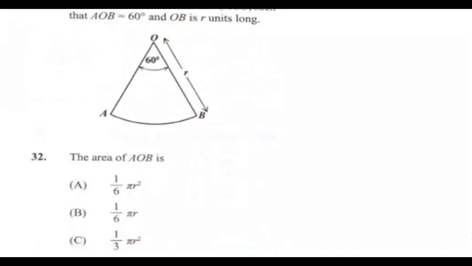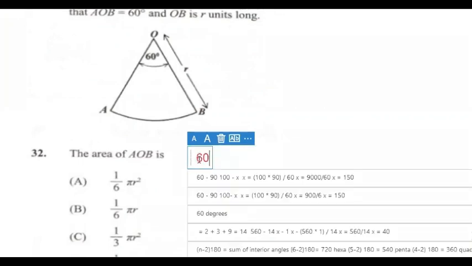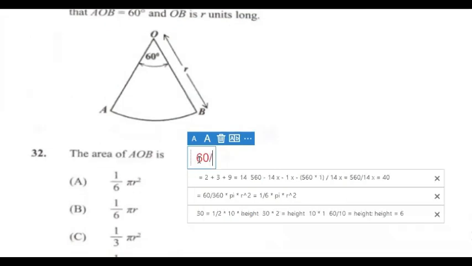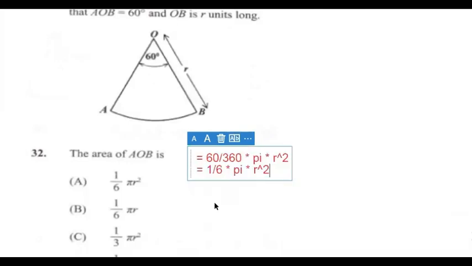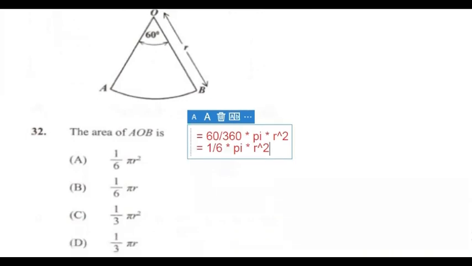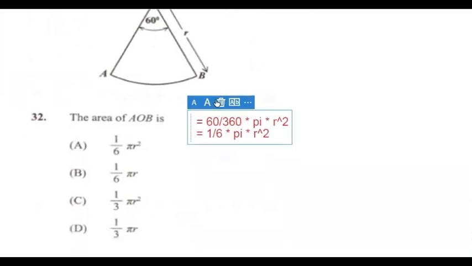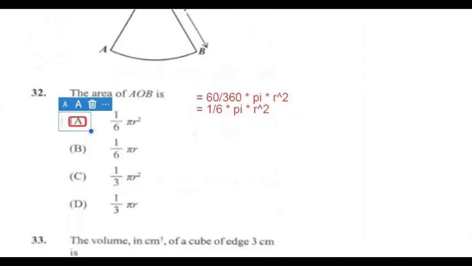32, the area of sector AOB, and AOB shows a sector of a circle such that angle AOB is 60 degrees and OB is r units in length. So if you remember, the formula for a sector of a circle is angle over 360 multiplied by pi multiplied by r squared, and you will get your answer. And remember, a common mistake that students usually make is that they don't square the r. Guys, remember that your r is squared. So when you get 60 over 360, we simplify to get 1 over 6 multiplied by pi multiplied by r squared, and therefore the answer for 32 is A. And we are moving nicely along.